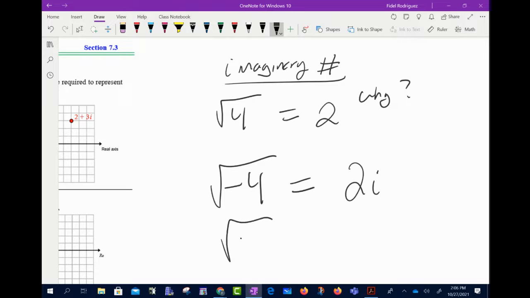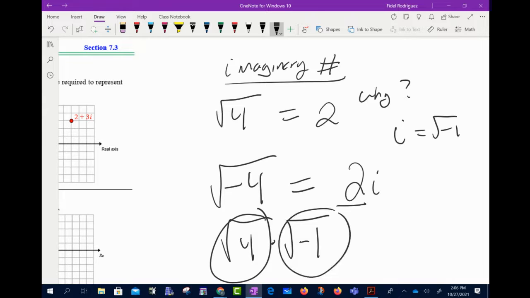Because that's right. We can rewrite this, y'all, as the square root of 4 times the square root of negative 1, where i is the square root of negative 1. We already know the square root of 4 is 2. The square root of negative 1 is i. So we end up with 2i, right?